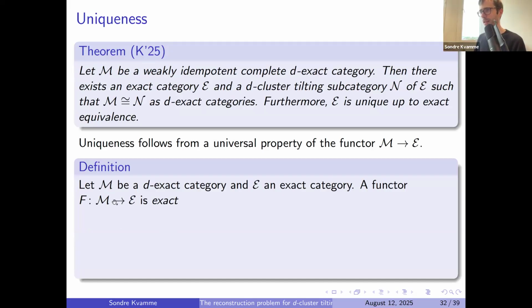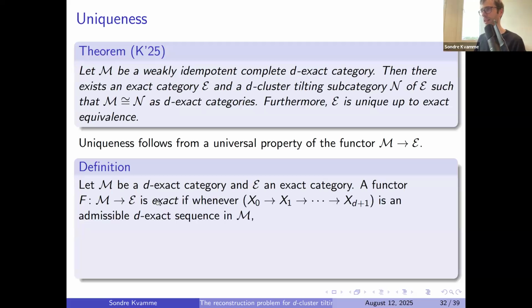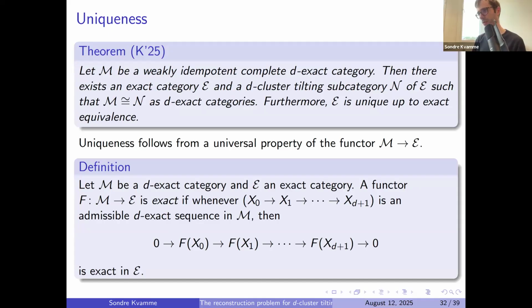But if you think about this for a bit, then you will probably come up with the same definition that I come up with here, namely that whenever you have an admissible D-exact sequence in M and you apply F, you get an exact sequence in E. So it's kind of a simple concept. An exact functor sends admissible D-exact sequences to exact sequences. It turns out that the inclusion of a D-cluster tilting subcategory has a universal property with respect to these kinds of functors. And that's why the ambient exact category is unique.